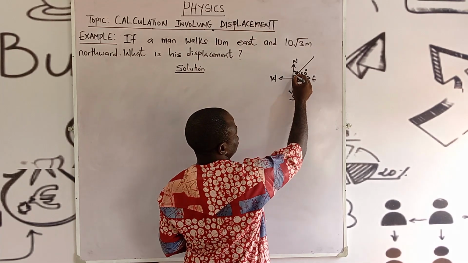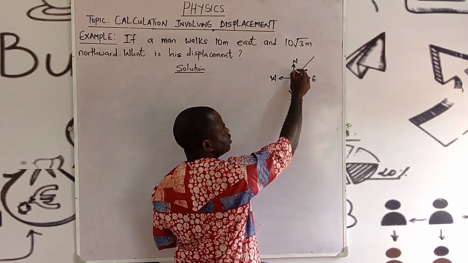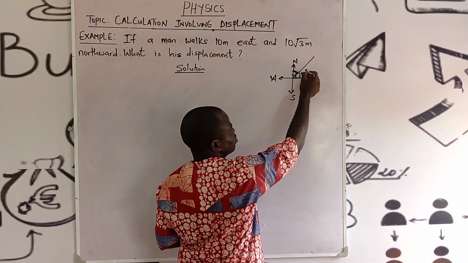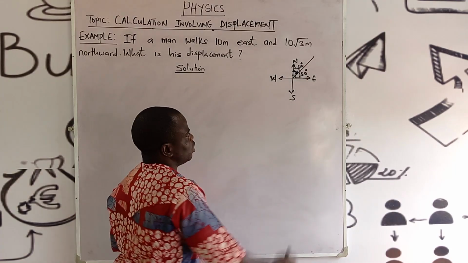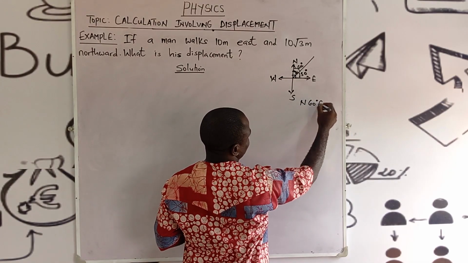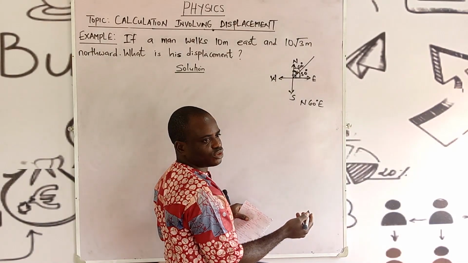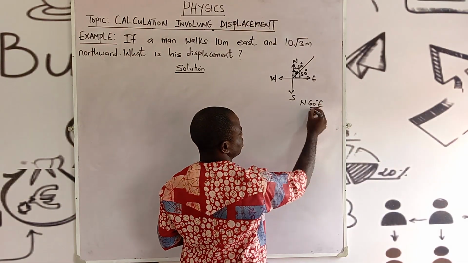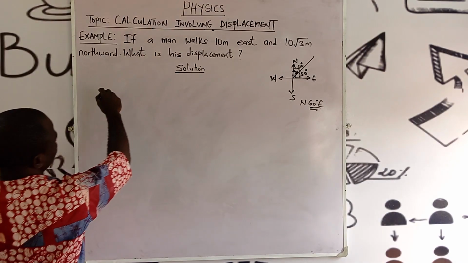You know that this is a right angle triangle and you are given 30. When you want to get the direction, you say 90 minus 30, the remaining will be 60 degrees. When you are now saying it, you say north 60 degrees east, because north comes before east. You can't say east 60 degrees north, no, north 60 degrees east. That's the direction.